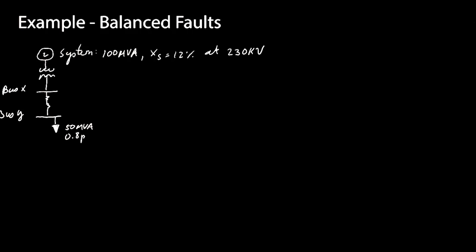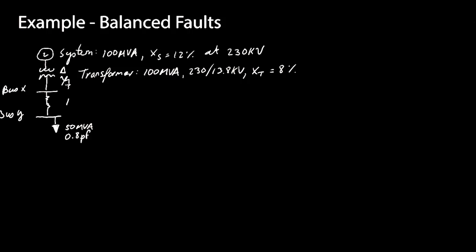Now the data for the transformer. So the transformer is going to be a delta on the high side and grounded Y on the low side. And again, this is the transformer. And the data for that is also a 100 MVA transformer, so the same rating, or rather the same base power as the system. And it's going to be 230 kV, so 230 to 13.8 kV. And it's going to have an impedance X sub T that's equal to 8%.